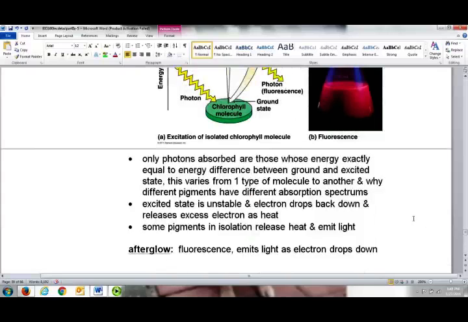So the only photons that are absorbed are those whose energy exactly is equal to the energy difference between the ground and excited state. So this will vary from one type of molecule to another, and this is why you need to have different pigments with different absorption spectrums. The excited state is unstable, so the electron is going to drop back down and release that energy. So some will release it as heat, some will release it as heat and emit light. The afterglow or fluorescence is what you see when it emits light as the electron drops back down.